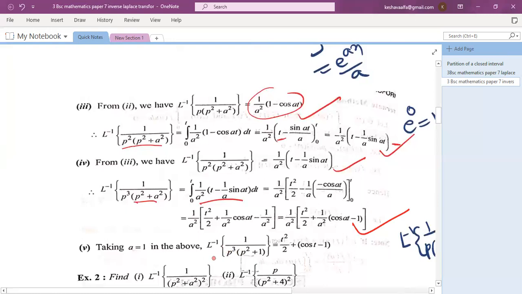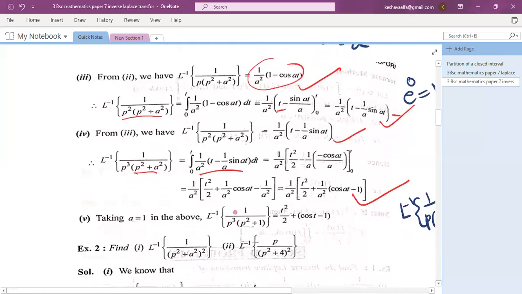Next they may ask like this. What is inverse Laplace transform of 1 by p cube into p square plus 1? So just to compare these two results. Already we know that 1 by p cube into p square plus a square value.